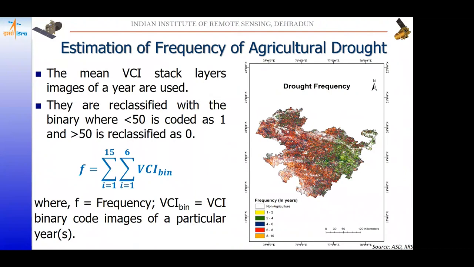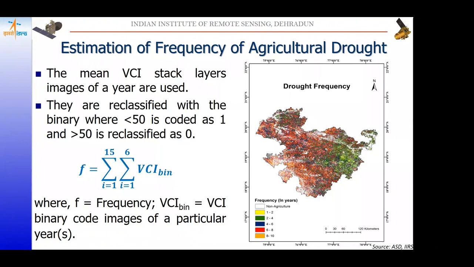It means our 6 scenes with respect to 16-day composite: 2 images from July, 2 images from August, 2 images from September. And summation 1 to 15 is because we use 15-year data sets, 2001 to 2015. If we compute in the same fashion using the formula, we ultimately generate the drought frequency maps of our desired study area. We did this work for the Marathwada region. So this is the drought frequency map of the Marathwada region.